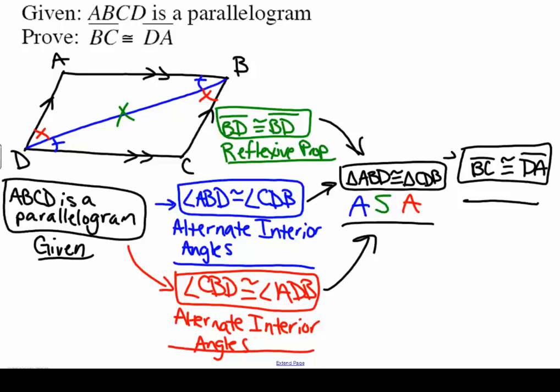And then we have, because we have two congruent triangles, we know that corresponding parts of congruent triangles are congruent. Okay, and so now we've proven that segment BC is congruent to segment DA. We could also say that segment AB is congruent to segment CD for the same reason. So now we've shown that all of the opposite sides are congruent.